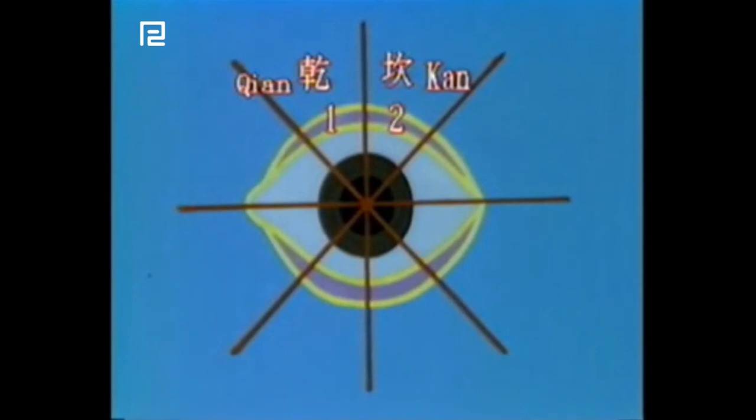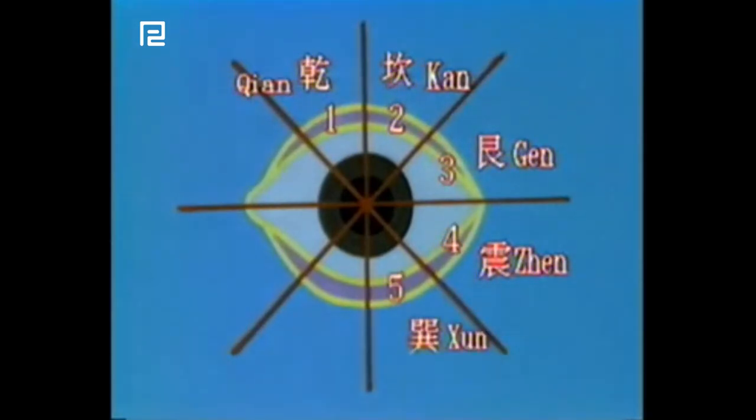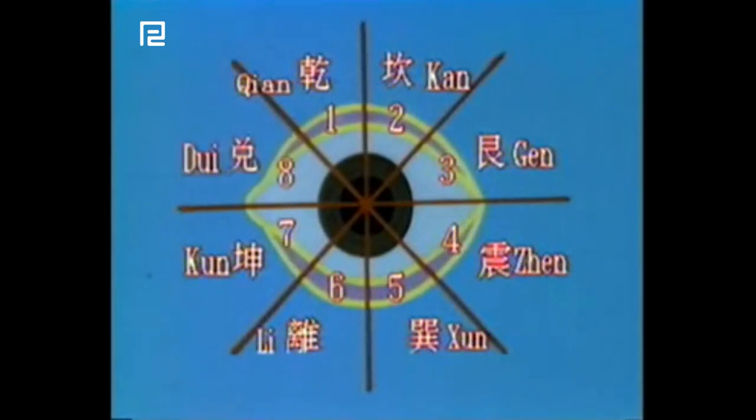So we have Qian, situated in the northwest, is the first part. Kan, situated due north, is the second part. Gen, situated northeast, is the third part. Zhen, situated due east, is the fourth part. Xun, situated southeast, is the fifth part. Li, situated due south, is the sixth part. Kun, situated southwest, is the seventh part. And Dui, situated due west, is the eighth part.